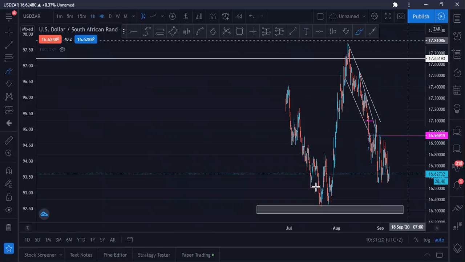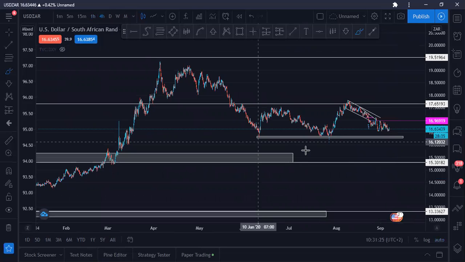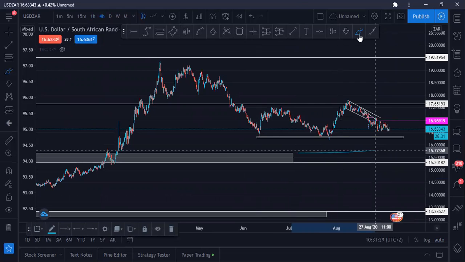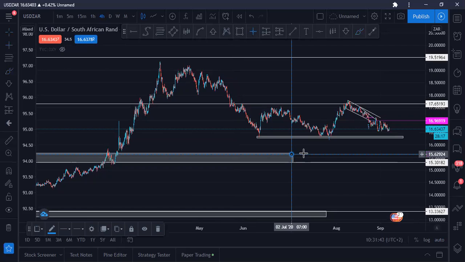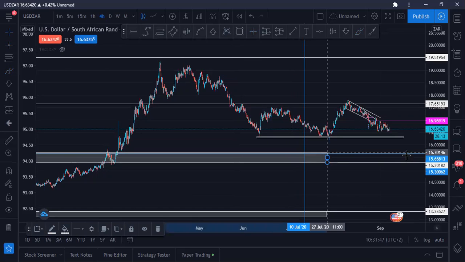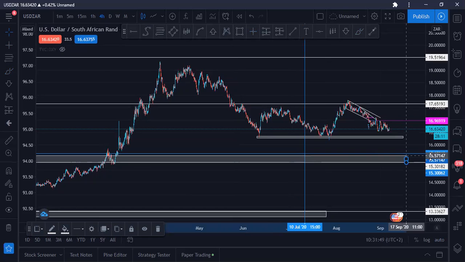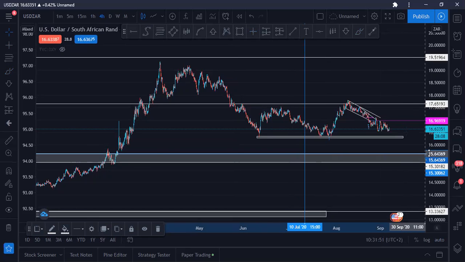So as you can see, guys, we have this low in place here, and this is our next support level. Let me just drag that. Let's move this slide for you guys. Okay, this is basically our next support level.